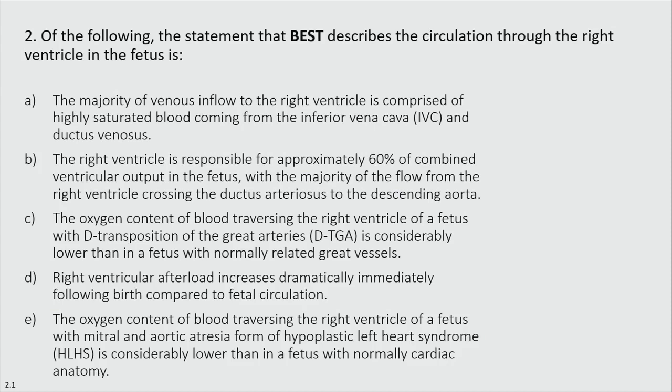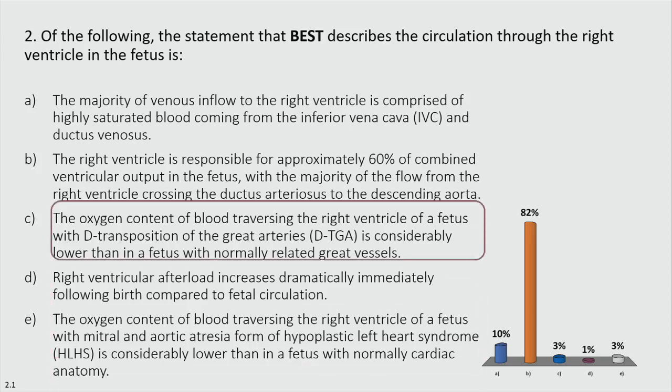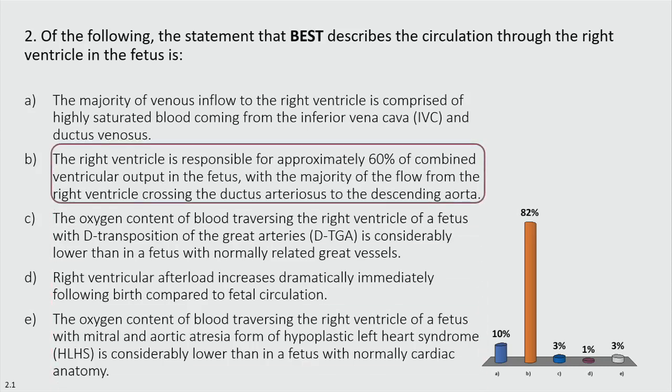And option E, the oxygen content of blood traversing the right ventricle of a fetus with mitral and aortic atresia of the hypoplastic left heart syndrome child is considerably lower than in a fetus with normal cardiac anatomy. Choose your answer. And most of you were correct.